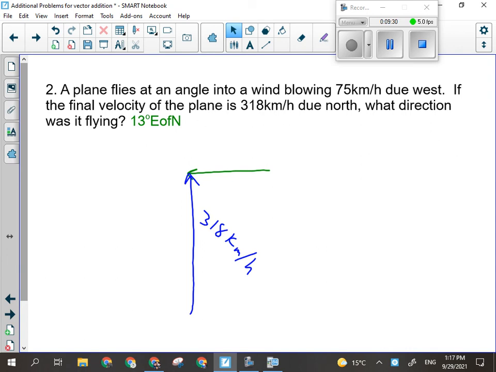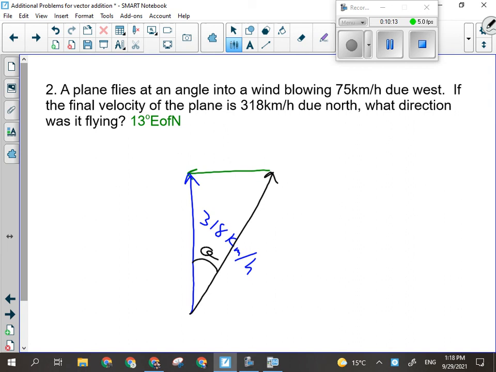Okay, now you're probably looking at that and going, Coderre, you just put those head to head. Yes, I did. Remember, this blue line is our resultant. It is the product of what the plane is actually doing and the wind. If the wind is blowing due west and I want to end up going straight north, I actually need to angle into the wind, just as the question indicates. So what they want to know is, since you obviously have to be doing this, what's your heading? What angle into the wind do you need to fly in order to end up going due north?